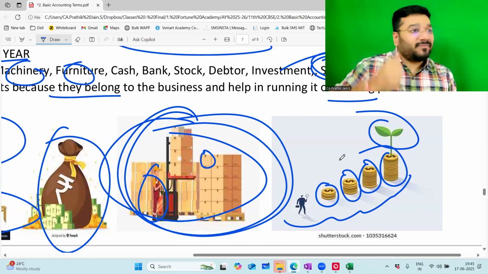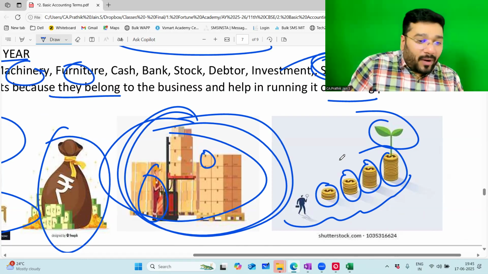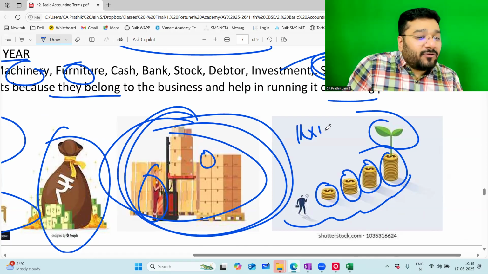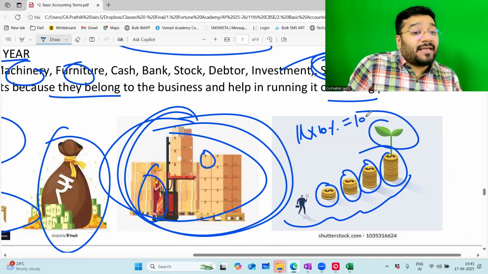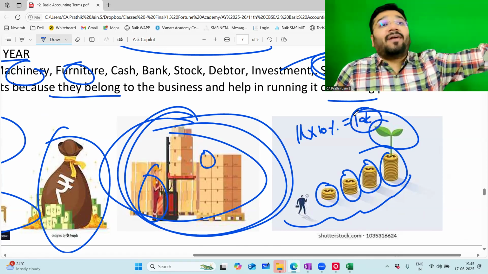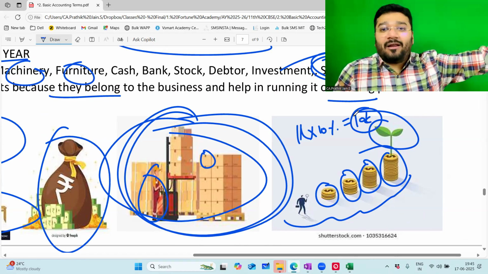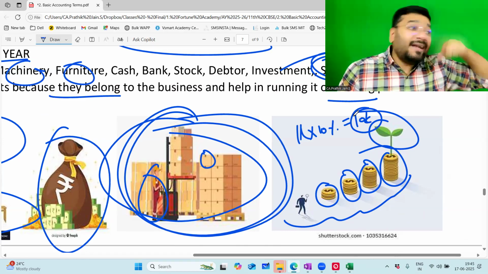I get interest. Interest means what? If I put 1 lakh rupees in the bank, the bank gives me 10% interest. So how much extra money is it giving? 10,000. I gave the bank 1 lakh rupees. At the end of 1 year, the banker will give me how much? 1 lakh and 10,000 rupees.